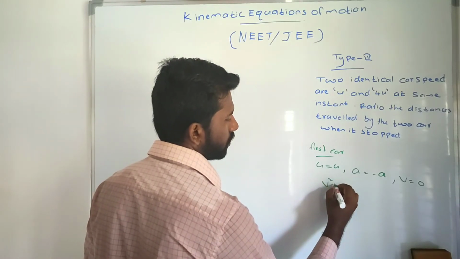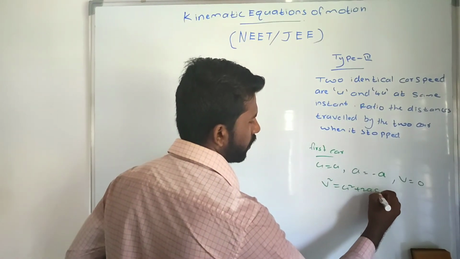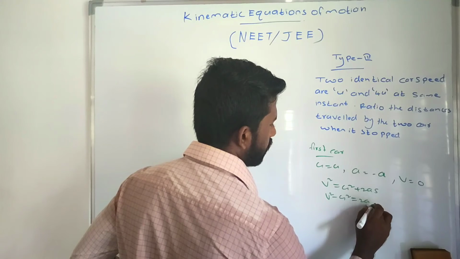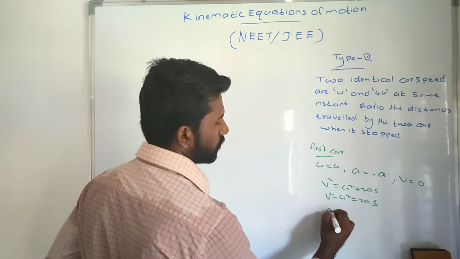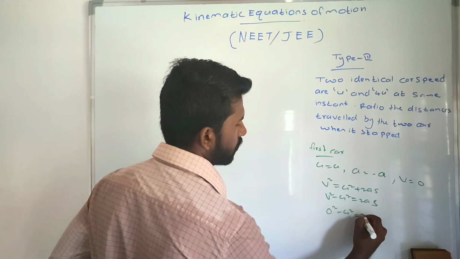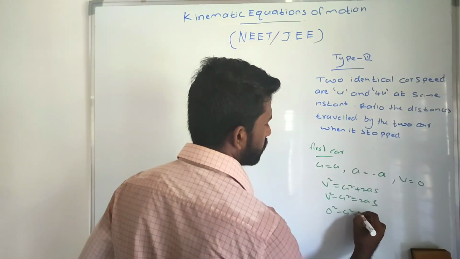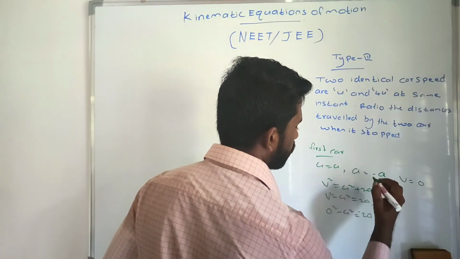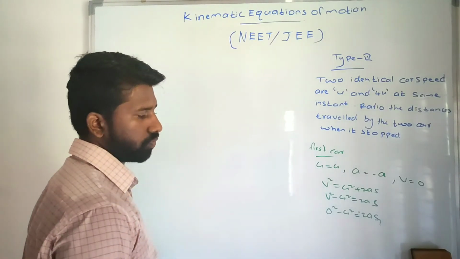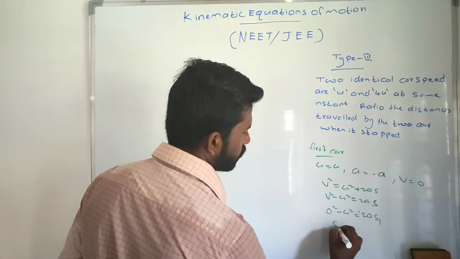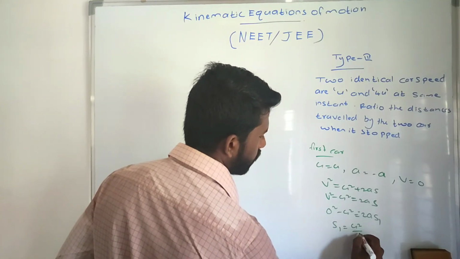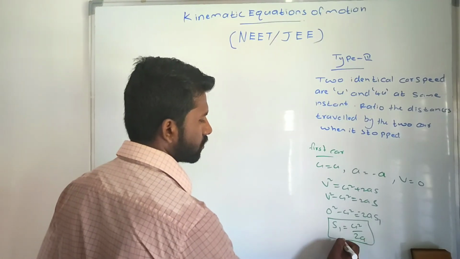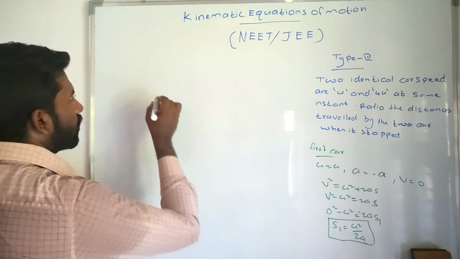That is v square is equal to u square plus 2as, that is v square minus u square equal to 2as. Okay, what is the v square value? 0. Minus u square is equal to 2 into minus a into s. What about the s value? That we don't know. The first car distance I have taken as s1. So s1 is equal to u square by 2a we will get. Okay, this is the first car distance. Clear? Then we will take the second car.